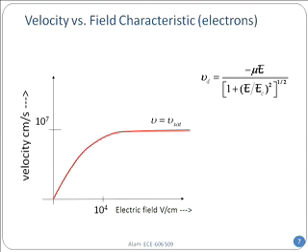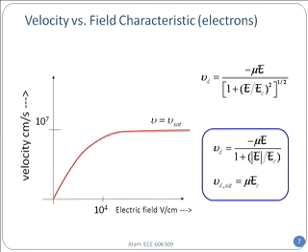Now if the field is very large, then what would happen? Then the second term in the denominator will be the dominant one, and the square root and the square will cancel each other. You can see that the electric field will cancel top and bottom, and the EC will remain. So EC is a number, and the velocity will saturate at mu times EC. So that's why this describes the saturation characteristics of the velocity-field curve.